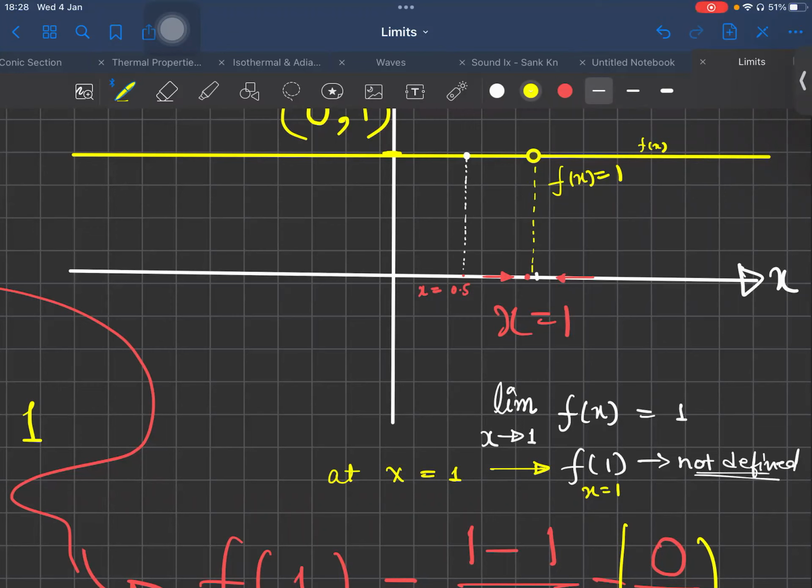Understood? What is the meaning of limit? With limit, this symbol will always come. This is how we write limit: x tends to some value, let's say x tends to a. That means this point will become a. At this particular point we are talking about. Got it?